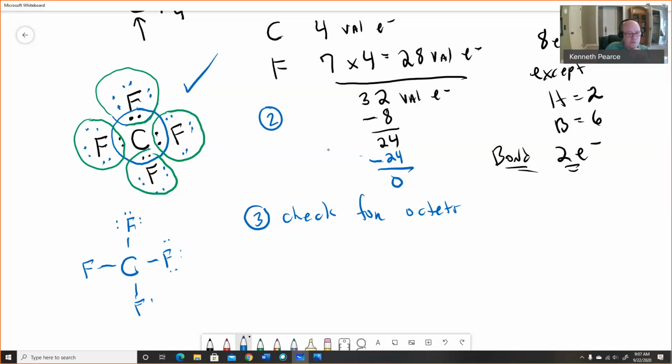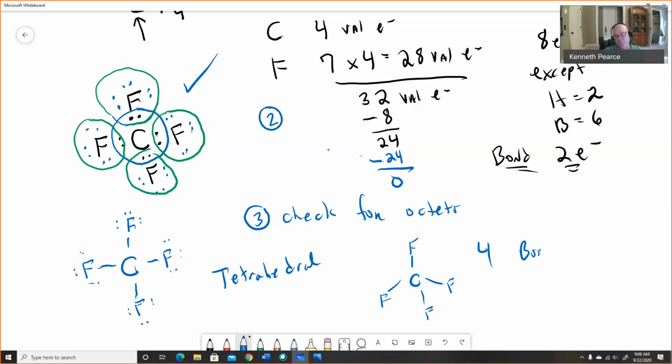And many times we'll leave off these non-bonding pairs. That's what those extras around the fluorine are called. They're called non-bonding pairs. And if we look at a table of shapes, we would say that this is 4 bonded atoms and this thing is tetrahedral, which means it has 4 atoms arranged around like this. It's a 3-dimensional structure. So you have 4 bonded, 0 lone pairs. And so that would be tetrahedral.